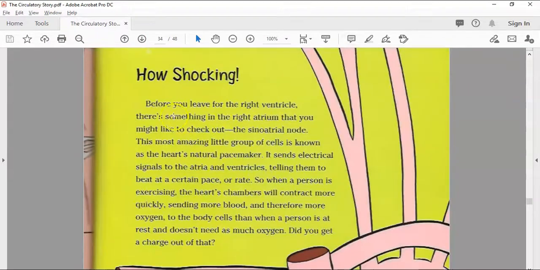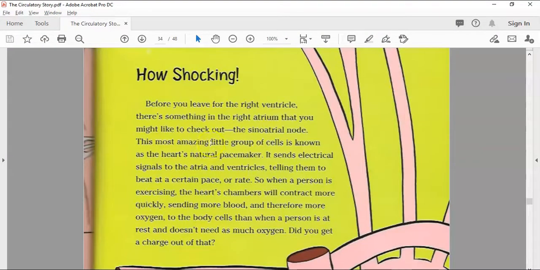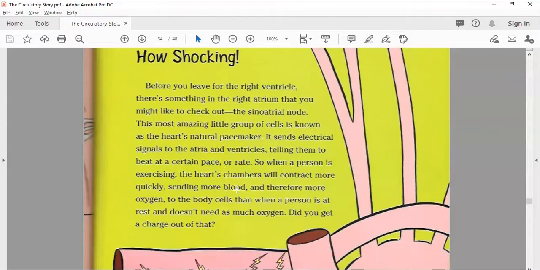Before you leave for the right ventricle, there's something in the right atrium that you might like to check out. The sinoatrial node. The most amazing little group of cells is known as the heart's natural peacemaker. Oh, boys and girls, we're talking about the natural peacemaker. That's what I mean by shocking. It sends electrical signals to the atrium and ventricles, telling them to beat at a certain pace or rate. So when a person is exercising, the heart's chambers will contract more quickly, sending more blood and therefore more oxygen to the body cells than when the person is at rest and doesn't need as much oxygen. Did you get a charge out of that?